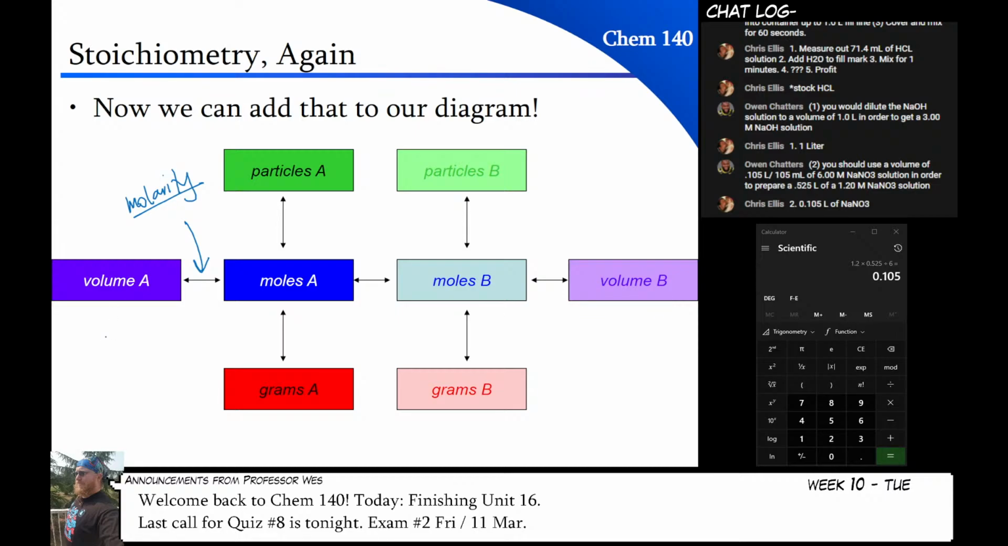So if you're given a volume in liters and you multiply it by moles per liter, you now have moles. Likewise, if you have a number of moles and you multiply it by this, which is just molarity upside down, then you get volume. So you could just flip the molarity expression however you want to.